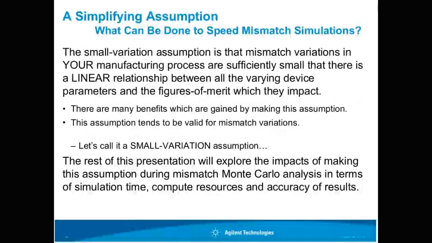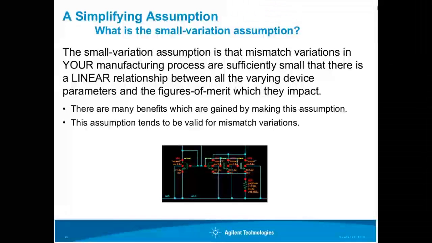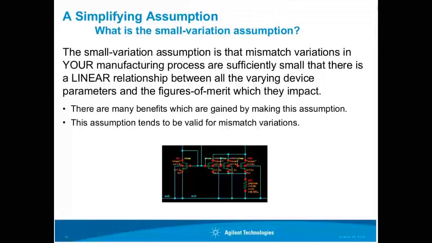So let's discuss exactly what the assumption is. The simplifying assumption is called the small variation assumption, and it is that mismatch variations in your manufacturing process are sufficiently small that there is a linear relationship between all the varying device parameters and the figures of merit which they impact.